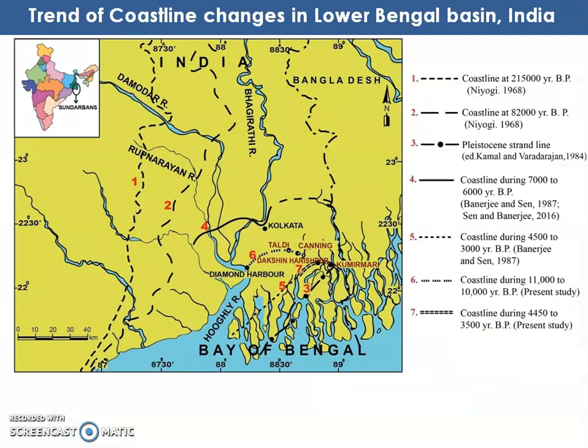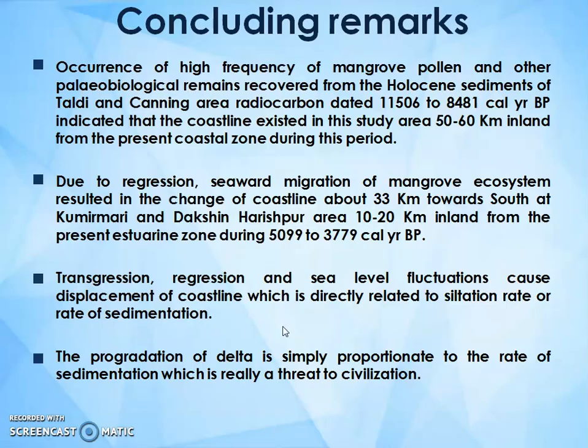And why is this coastline change so alarming? Because living beings are related to the coastline, be they human beings, other faunal varieties, or floristic vegetation. Here we can see sea level fluctuation has been causing the progradation of the delta, and here we can see the coastline changes from here to here, and the Sundarbans mangrove region is restricted only to this zone.